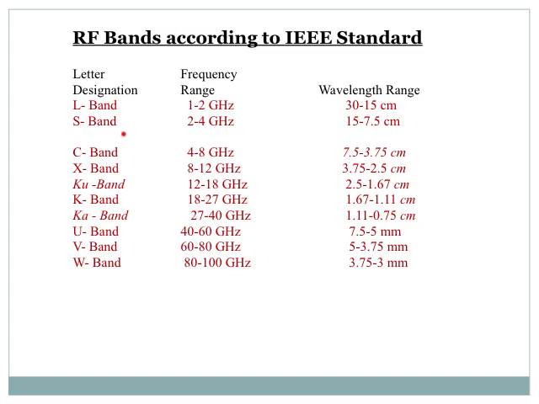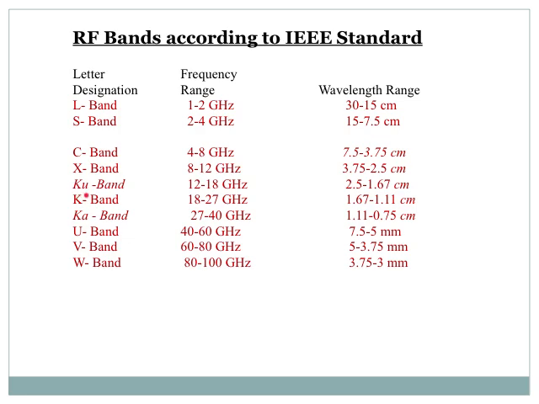Now, when you go to the S band, the frequency increases further. It is in the range of 2 to 4 gigahertz, and the wavelength is in the range of 15 to 7.5 centimeter. Next comes the C band. For the C band, the frequency range is 4 to 8 gigahertz, and the wavelength range is 7.5 to 3.75 centimeter. Next comes the X band. For the X band, the frequency range is 8 to 12 gigahertz, and the wavelength range is 3.75 to 2.5 centimeter.